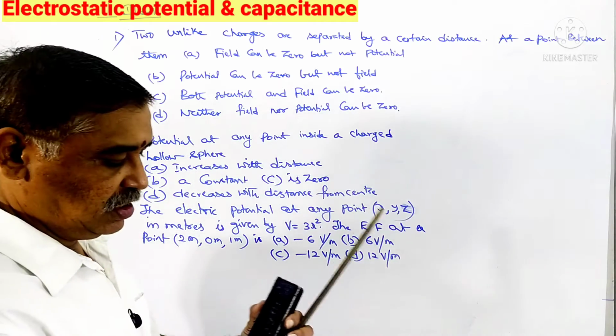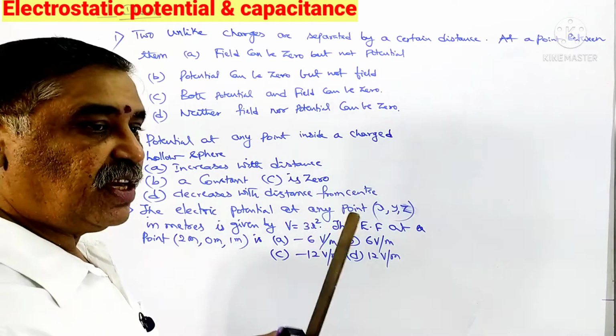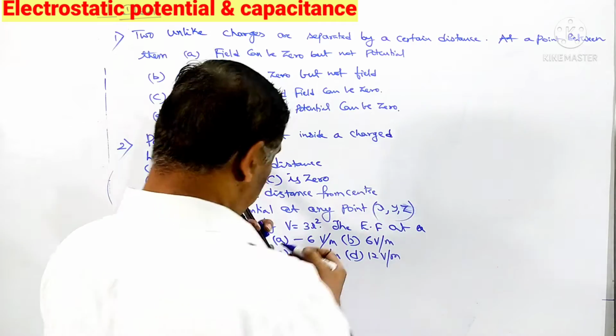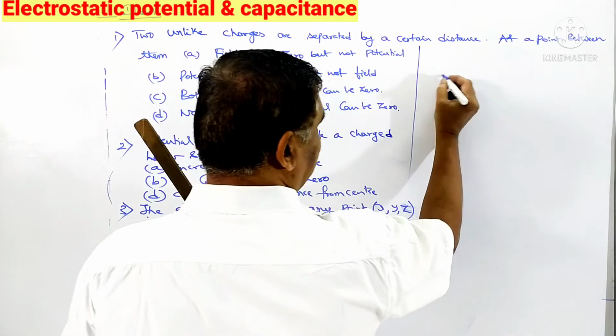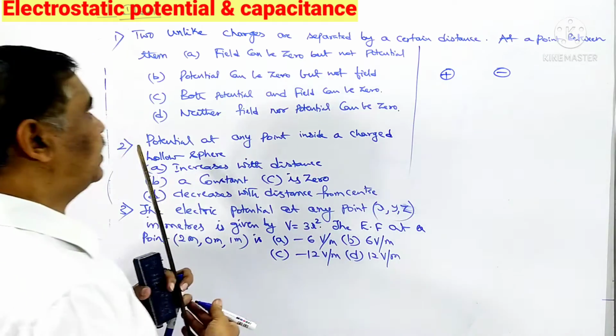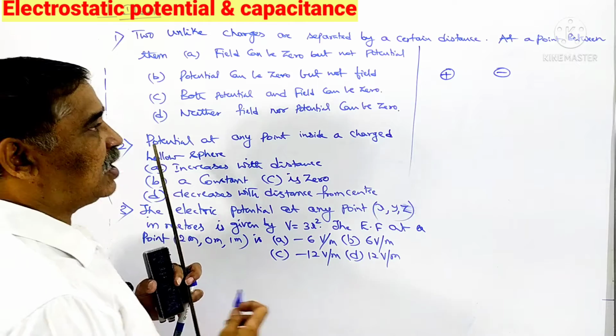Now let me put two point charges. Unlike charges are given. Say one is a positive charge, the other one is a negative charge. These two are separated by some distance. Let me check the first option: field can be zero but not potential.